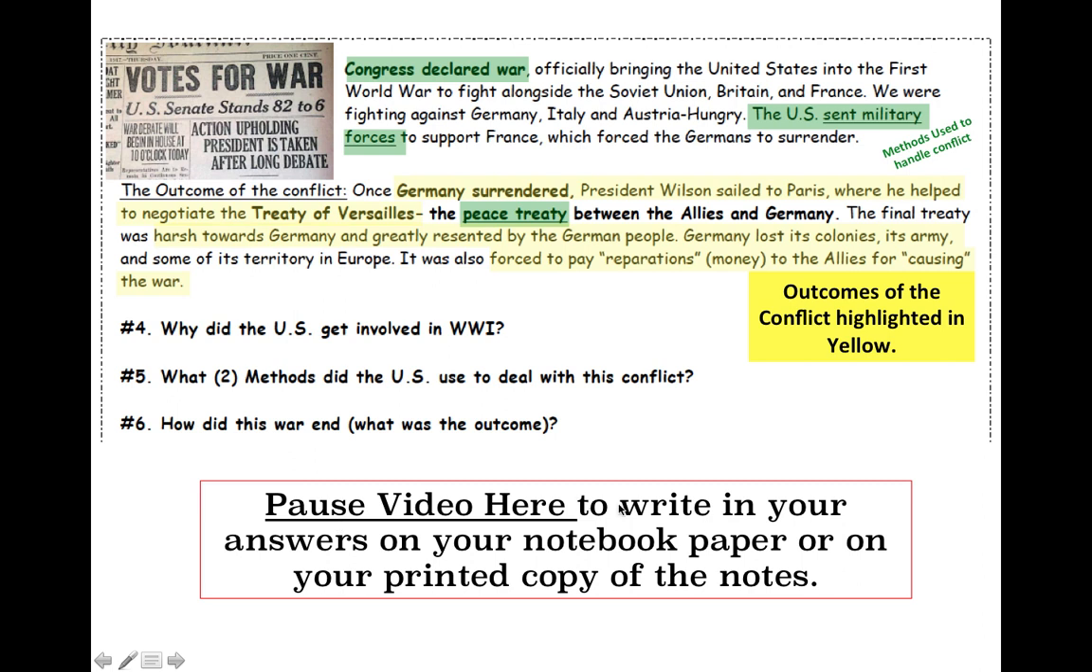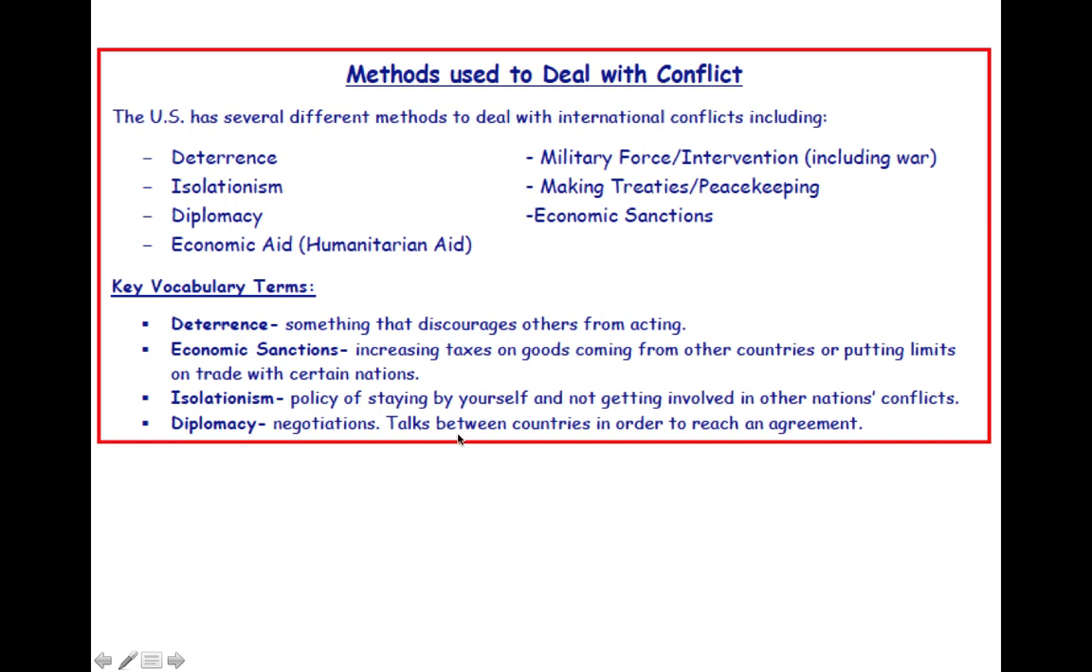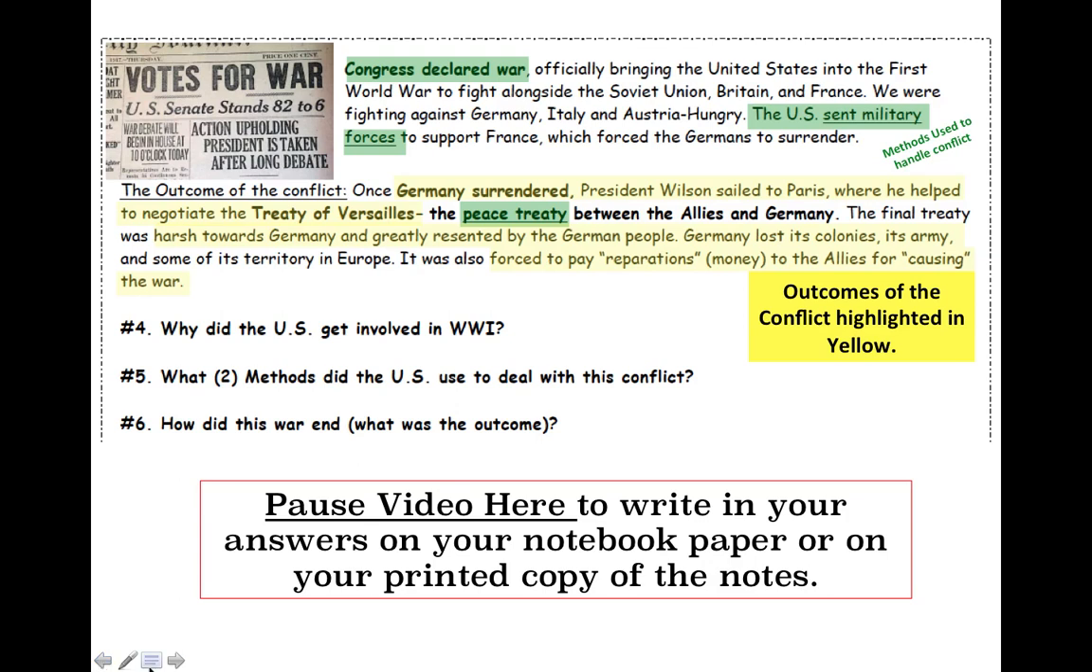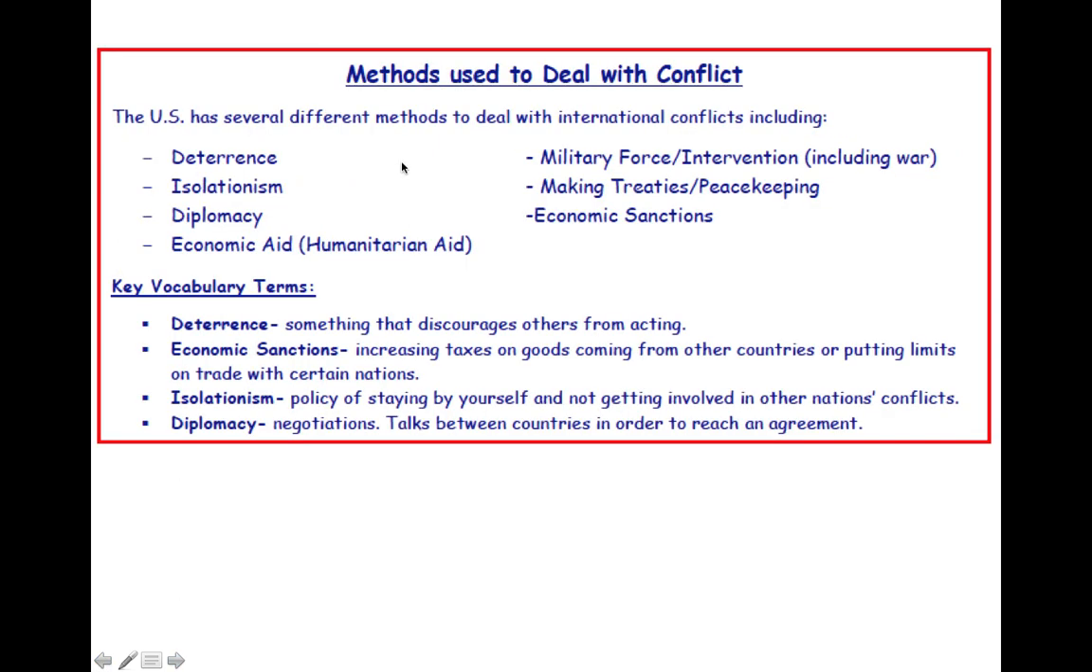Again, pause the video here if you need to write in your answers on your notebook paper for 4, 5, and 6. And go back. You can always go back and rewatch it. So I've got this after each slide showing you the word bank. So if you look back at what I highlighted in green, you can look here at the word bank. In green, which one of these words would fit what was highlighted in green?